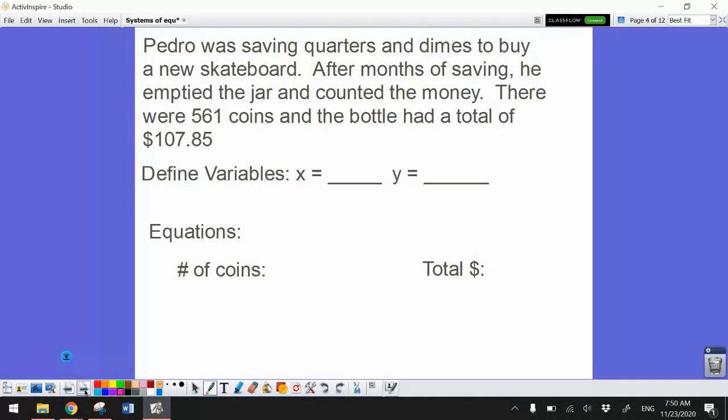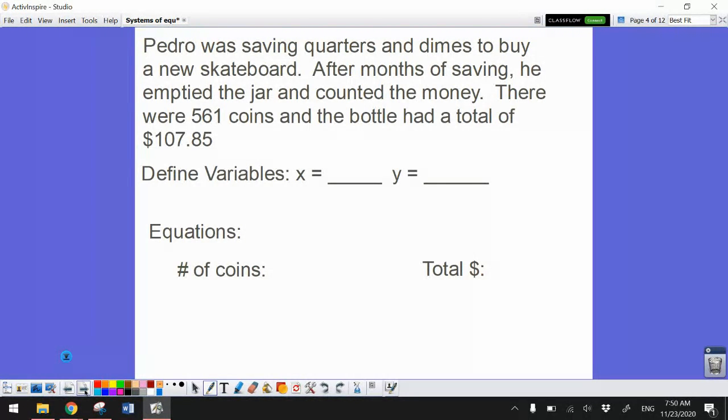Okay, so let's see if we can come up with these equations and get some answers. And we're going to look at these graphically to see what is going on, okay? So Pedro was saving quarters and dimes to buy a new skateboard. After months of saving, he emptied the jar and counted the money. There were 561 coins, and the bottle had a total of $107.85.